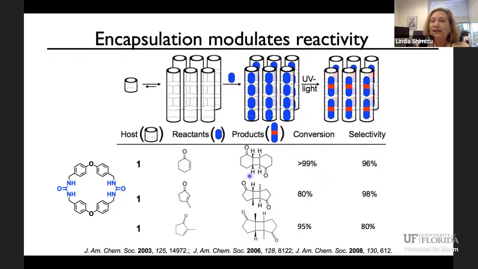Our computations suggest the reason for this is that the reactants are loaded in a specific geometry, close together. And that allows or facilitates the formation of just one product, versus in solution, where they're tumbling and can meet in many different ways and they'll get multiple products.